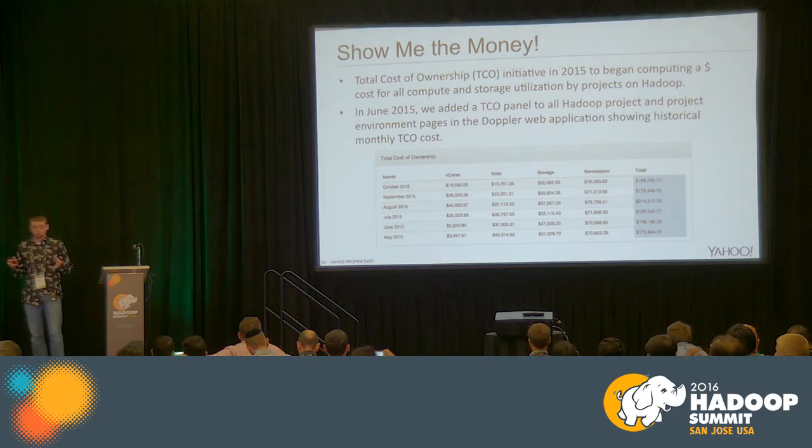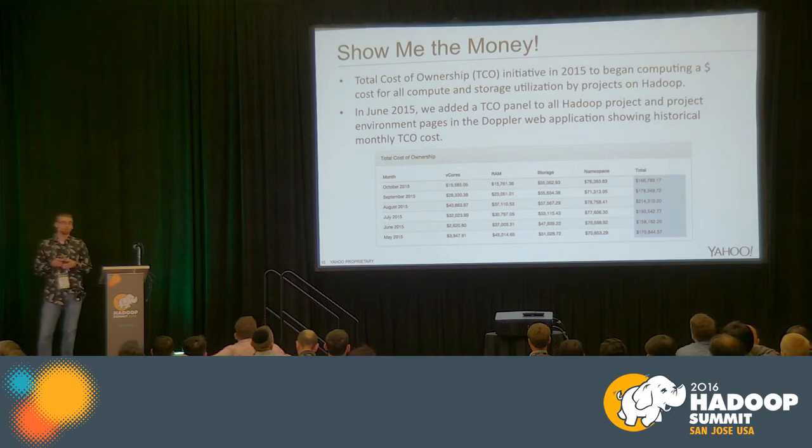So, the next step was to be able to turn those resource measurements into cost measurements. So through our total cost of ownership initiative in 2015, we began doing just that. We computed dollar cost for all of our compute and storage utilization for each of our projects. And on that Doppler application, we have a dedicated page for every project on each cluster it uses, as well as a top-level page. So we added in a panel like the one you see here on each of those pages, where we break down the cost per resource, as well as the total cost.